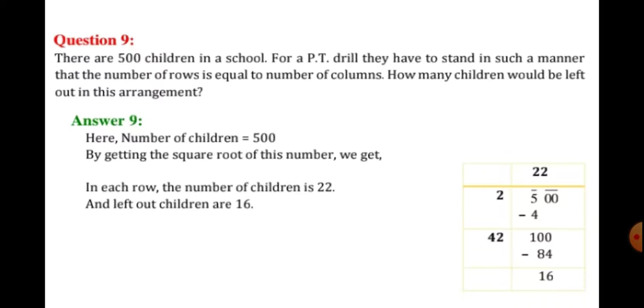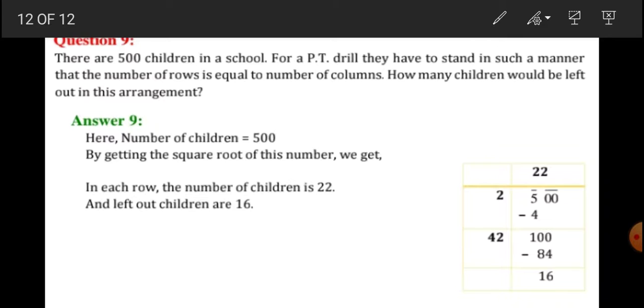So students, in this question, the total children are 500. The PT teacher wants to stand the students in such a manner that the number of rows and the number of columns should be equal. So the PT teacher needs to remove some students for that arrangement. How many students he will remove, that you have to find out. That means the PT teacher wants to stand the students in a square form, so for that we have to find the square root of 500.